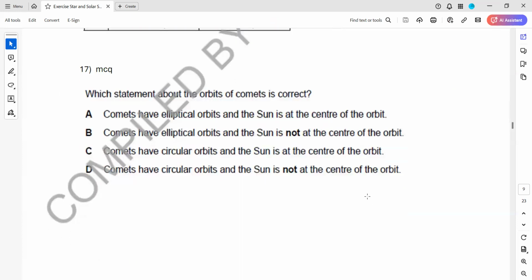Which statement about the orbit of a comet is correct? So it's a similar question. The orbit of the comet is elliptical, where the Sun is not the center. So when you check the options, because similar questions are there, the comet is elliptical and the Sun is not at the center of the orbit.